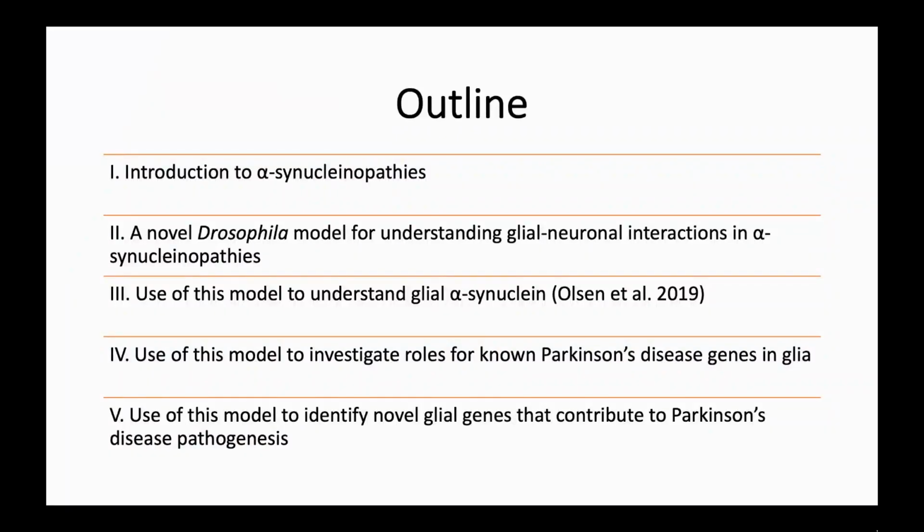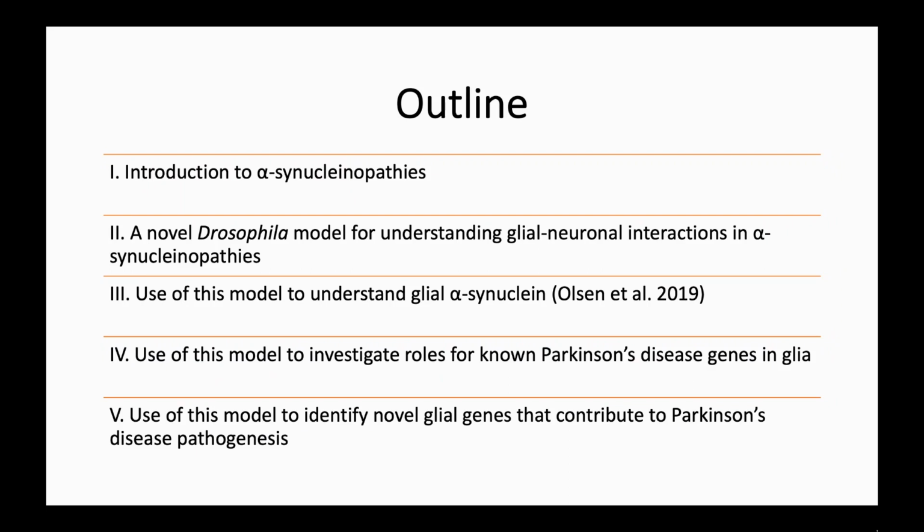Here's a brief outline of what I'm going to talk about. I'll start by giving you an introduction to alpha-synucleinopathies for people that aren't familiar. Then I'm going to tell you about our novel Drosophila model for understanding glial neuronal interactions in these diseases. And specifically, I'm going to give you 3 examples of how this model can be used to understand neurodegenerative disease.